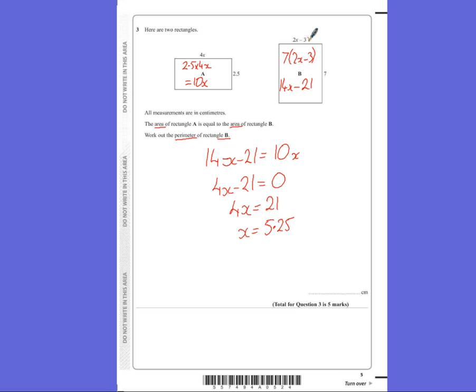Substituting that in, we're working out just the perimeter of B. So 2 lots of 5.25 is, sorry, 10.5. And we need to take away from that 3. So 10.5 take away 3 is 7.5. So the perimeter will be 7.5 plus 7.5 plus 7 plus 7, which is 29 centimetres.